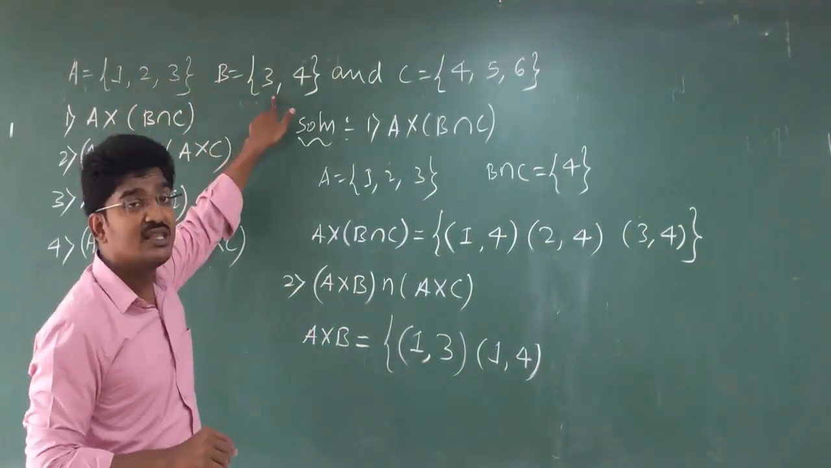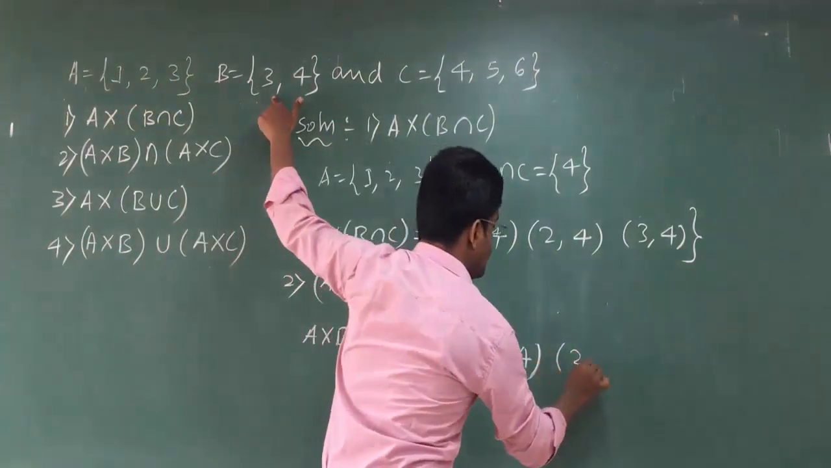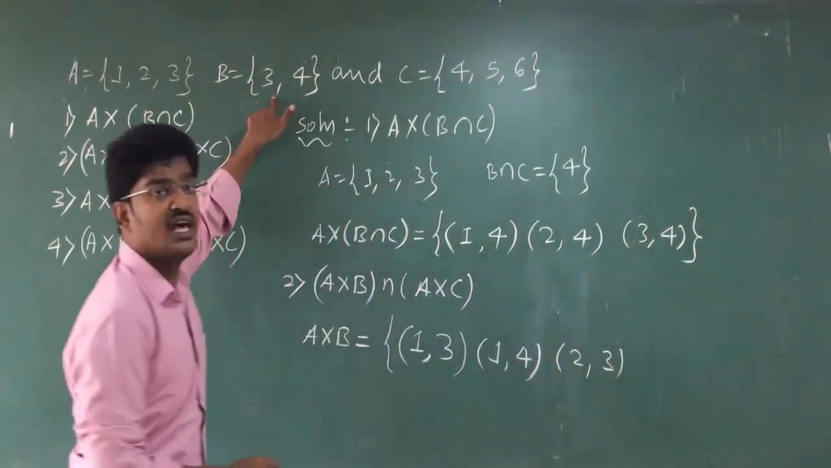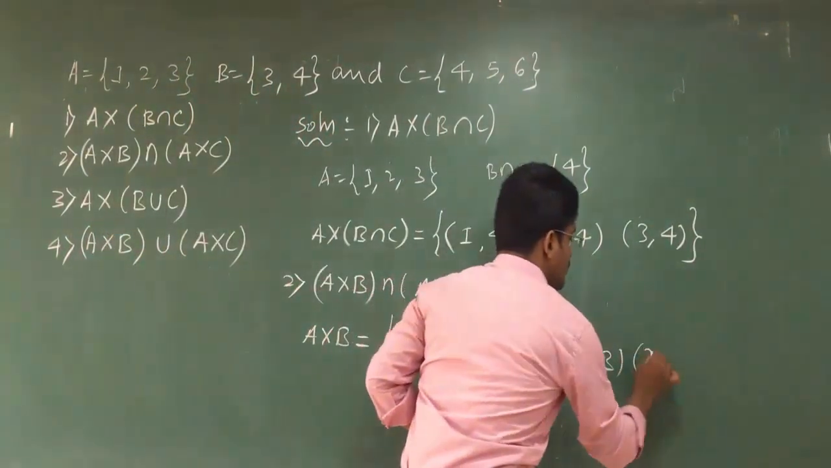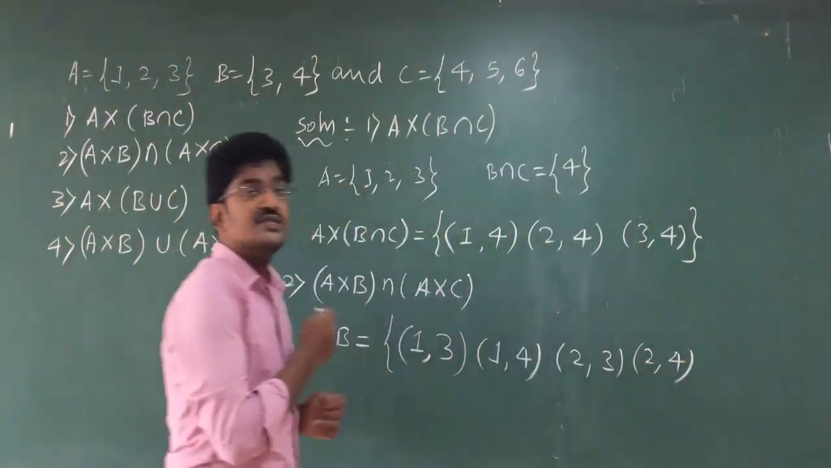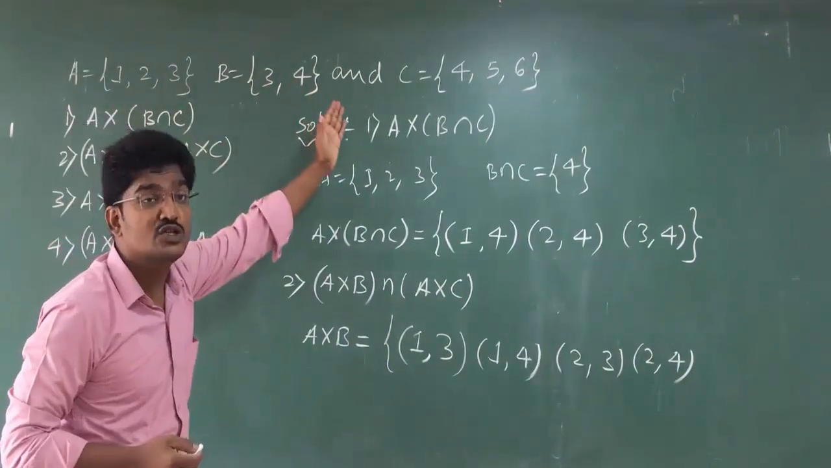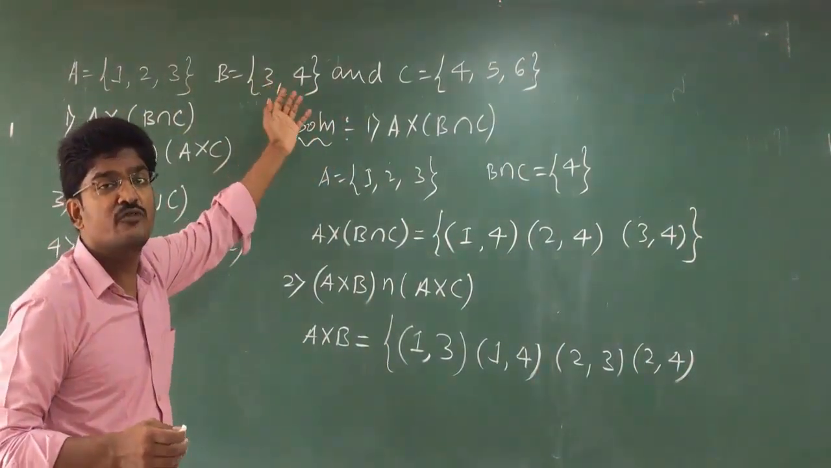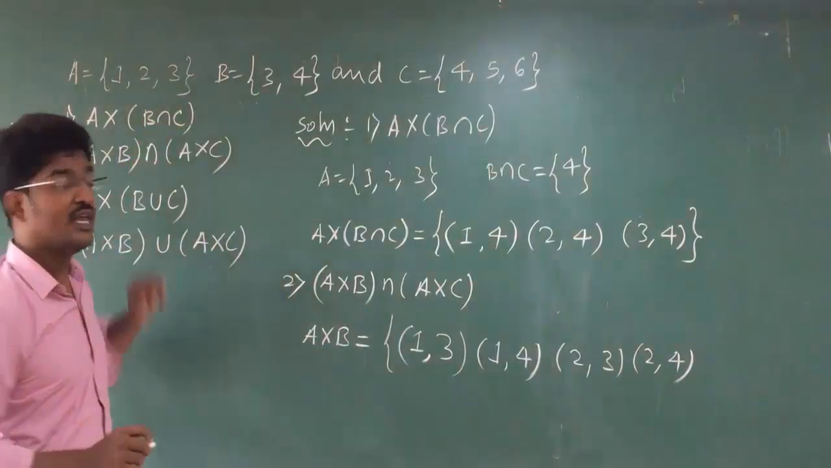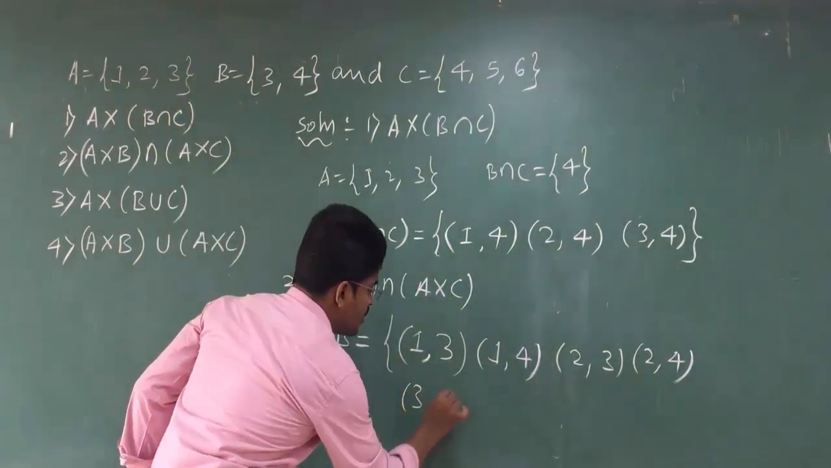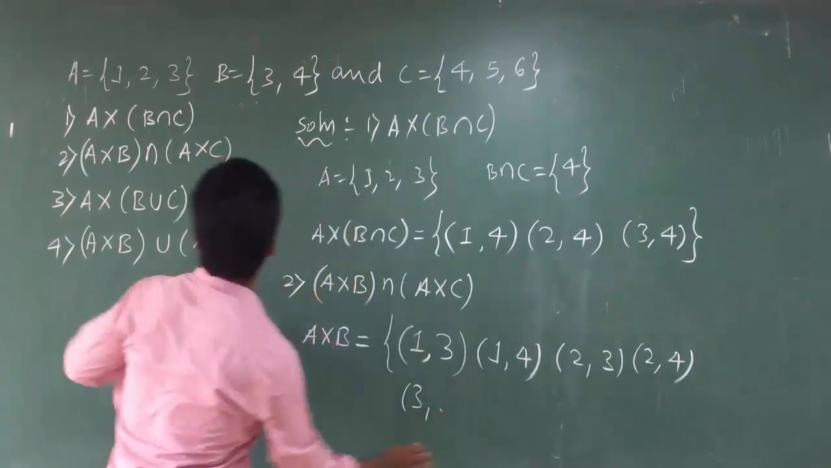2 ಜೊತೆಗೆ ಯಾವ್ದು ಬರೀತೀರಿ? 3. 2, 3. Clear? Next 2 ಜೊತೆಗೆ ಇನ್ನೊಂದು ಯಾವ್ದು ಬರುತ್ತೆ? 4. So now see, is there any more elements with 2? No, ಯಾಕಂದ್ರೆ 3, 4 ಅಷ್ಟೇ ಇರೋದು. ಸೊ ಹಂಗಾಗಿ 2, 3, 2, 4 ಅಷ್ಟೇ ಬರುತ್ತೆ. Go for 3. 3, 3.